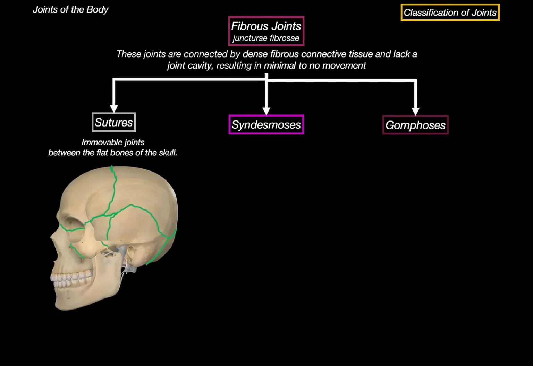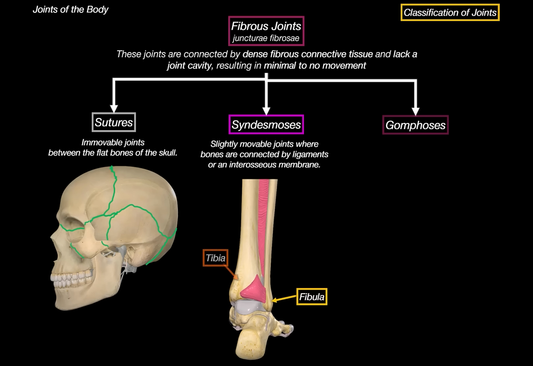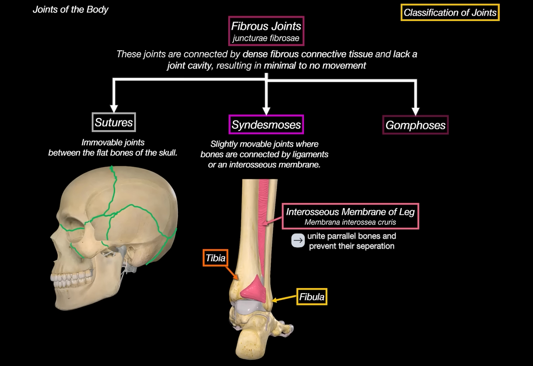Next, we have syndesmoses. These are slightly movable joints where bones are connected by ligaments or an interosseous membrane. Some of the long bones in the body, such as the radius and ulna in the forearm and the tibia and the fibula in the legs, are joined by a syndesmosis along the interosseous membranes. Make sense? This membrane serves to unite parallel bones and prevent their separation. Syndesmoses are slightly movable, right? Amphiarthrosis, we call them, functionally, as we saw earlier.